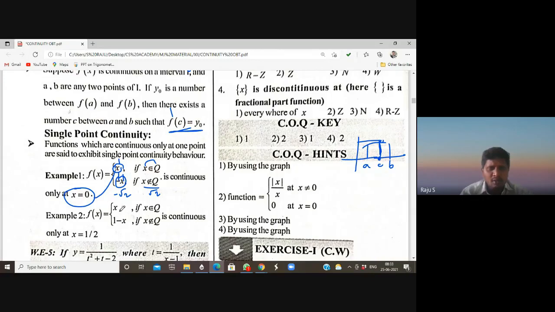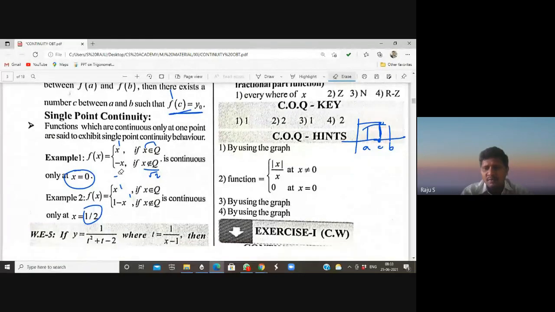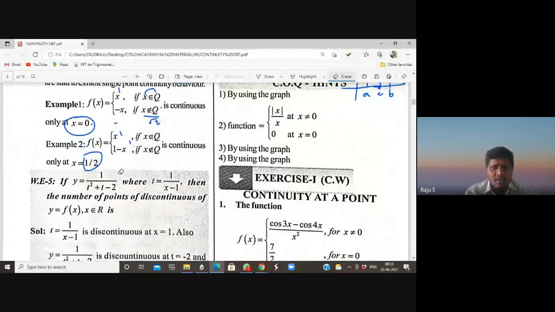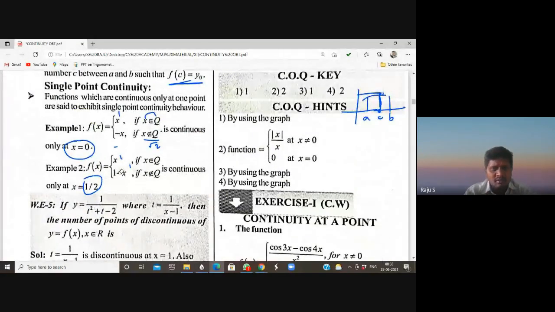Here, only at 1 by 2 alone, substitute 1 by 2, 1 by 2. 1 minus 1 by 2, 1 by 2. LHS equal to RHS, only at 1 by 2. Other than x is equal to 1 by 2, substitute any other values, LHL not equal to RHL. This is called single point discontinuity, right? Fine, students, then let us go for the questions.